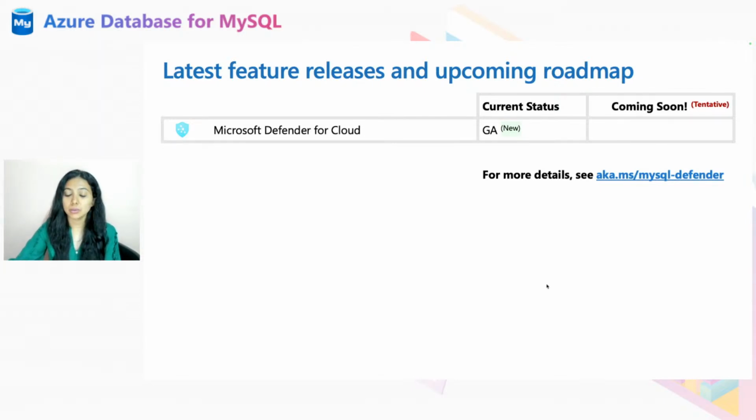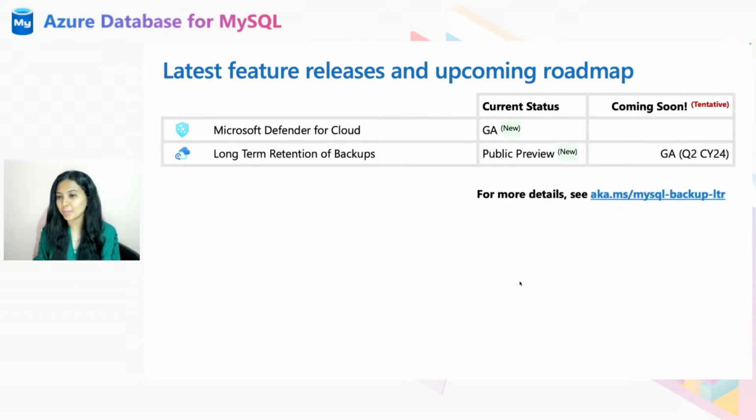Second, long-term retention of backups is now in public preview. Previously, Azure Database for MySQL allowed for automated backups as well as on-demand backups to be retained up to 35 days, but with long-term retention or LTR, you can now retain the backups up to 10 years, further aiding your audit and compliance needs. This feature will be GA'd by the end of this quarter, and for more details, you can check out aka.ms/MySQLBackupLTR.